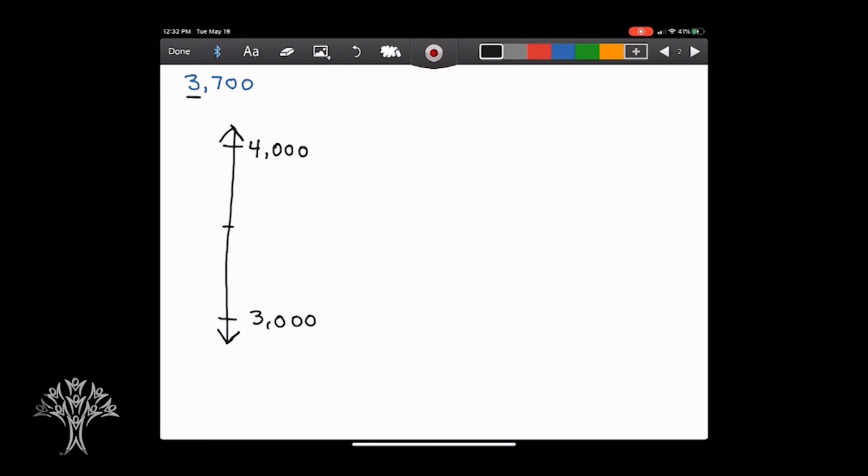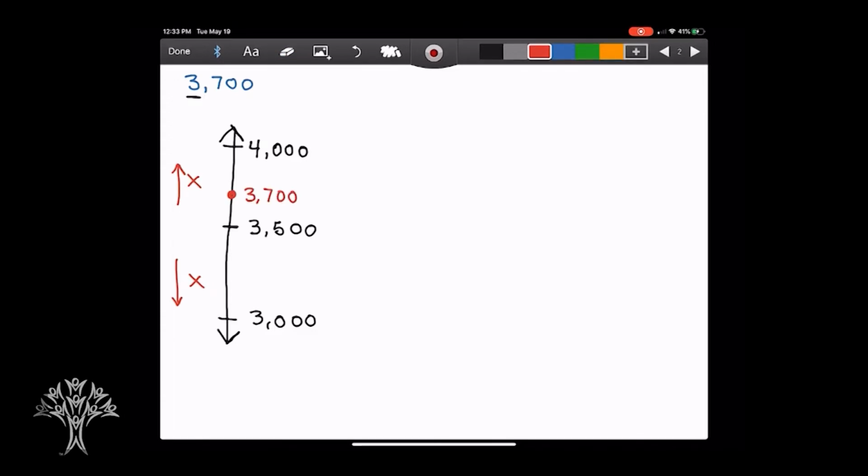Our midpoint is halfway in between. So think, what is halfway in between 3,000 and 4,000? You said 3,500. You are correct. And next we need to plot 3,700 on this vertical number line. So think about, is it less than 3,500 or greater than 3,500? Which way are we going? Well, I look at 3,500 and I know 3,700 is a little bit more, so it's up here.